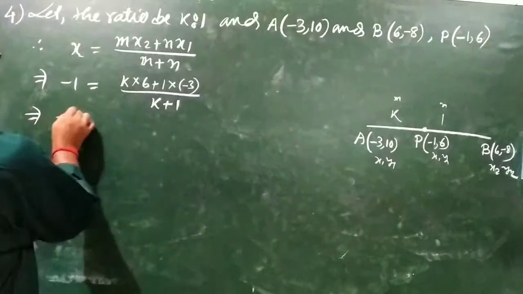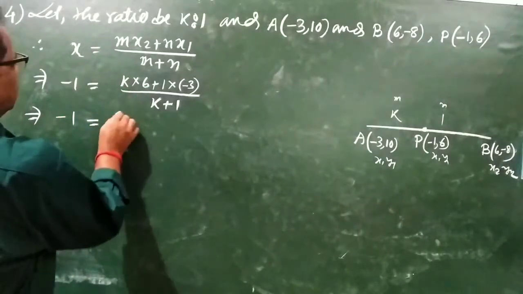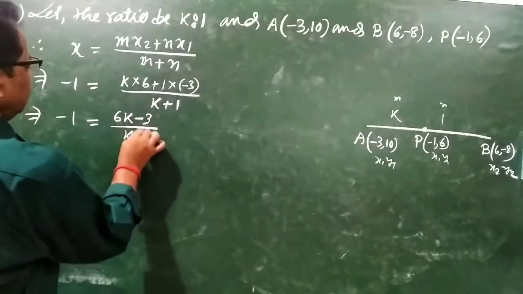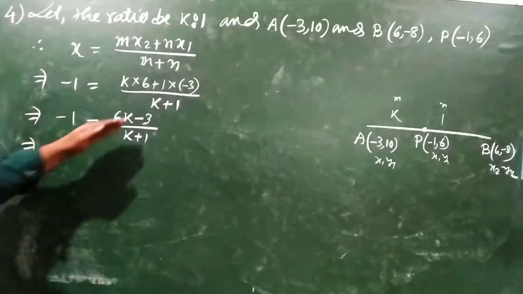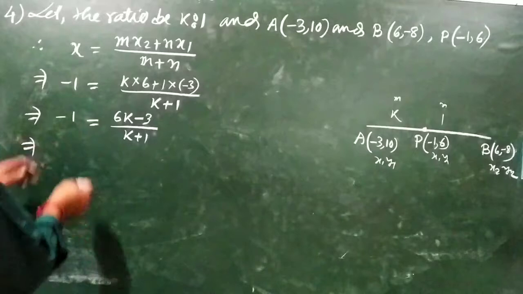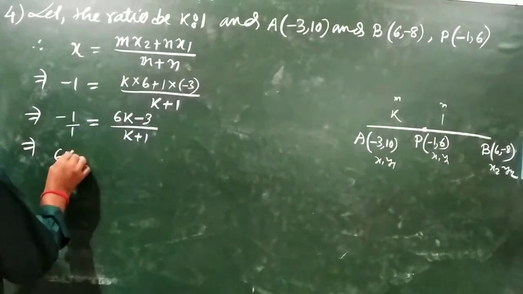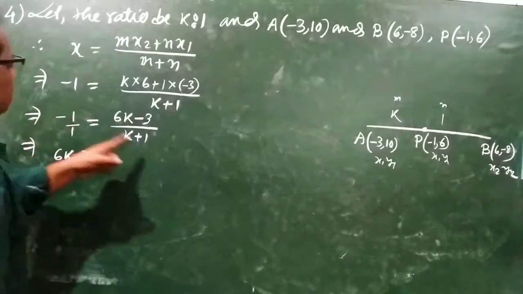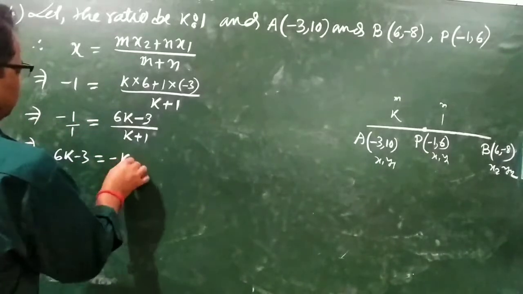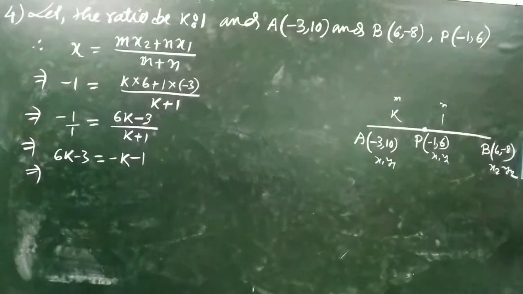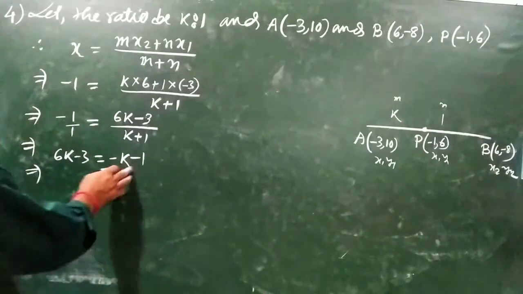So here, -1 equal to (6k - 3) divided by (k + 1). Now cross multiplication is to be done. -1 can be written as -1 by 1. So multiplying crosswise, 6k minus 3 is equal to -(k + 1), that is, -k plus 1 into -1. Therefore, our work is to find the value of k, so separation is to be done.